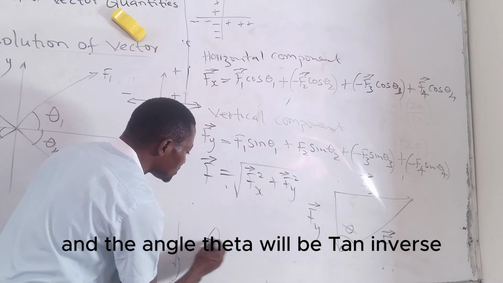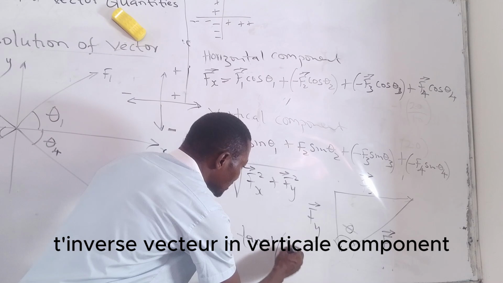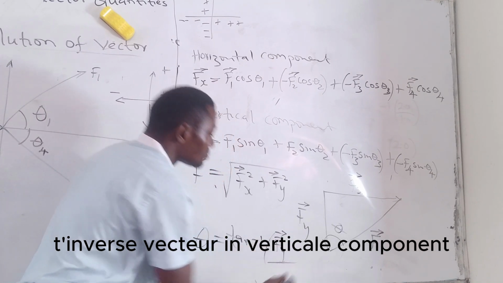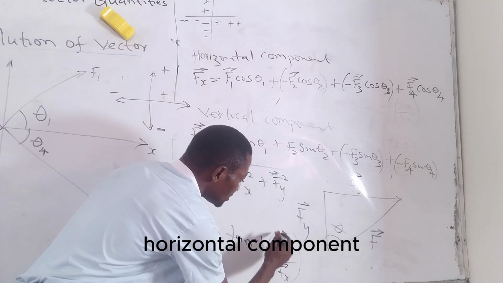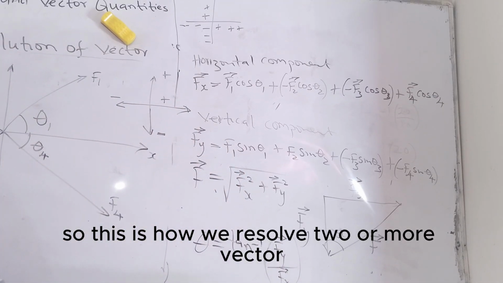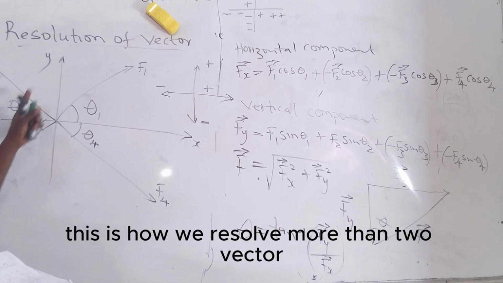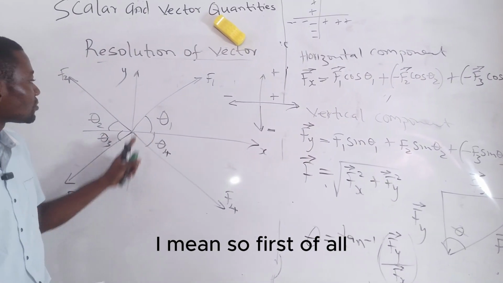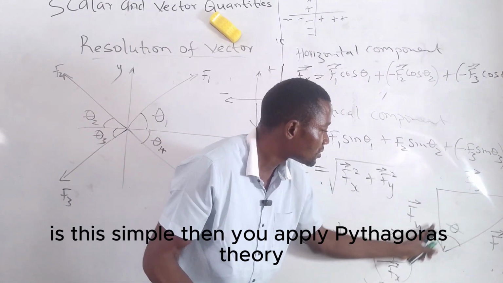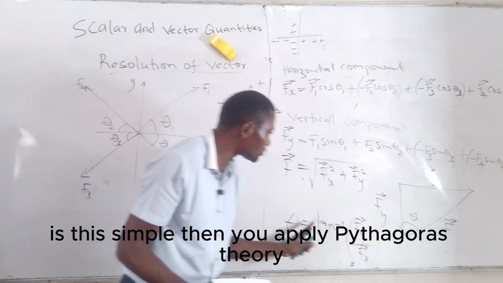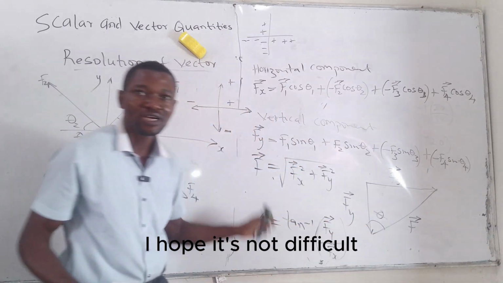And the angle theta will be tan inverse. You remember, using Pythagoras theorem, tan inverse of the vertical component over the horizontal component. So this is how we resolve two or more vectors. So first of all, you resolve into vertical component and horizontal component. From there, you apply Pythagoras theorem, you get the resultant vector, and you get the angle. I hope it's not difficult.